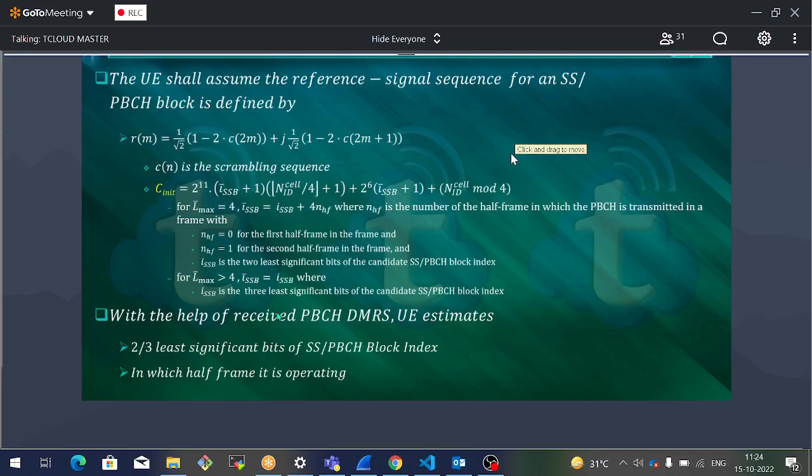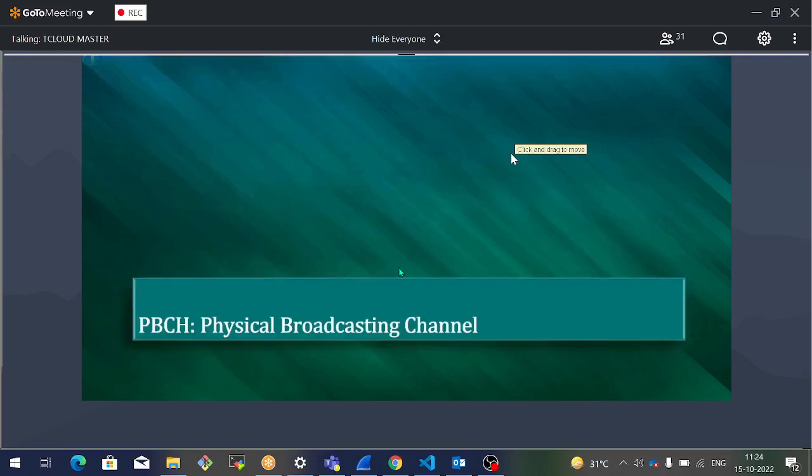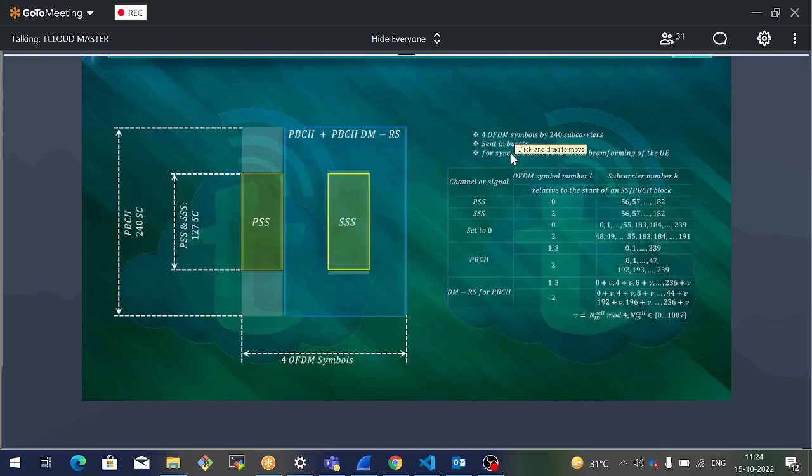Okay, next. The next channel we have is PBCH, which stands for Physical Broadcasting Channel. Which symbols does PBCH occupy in our SSB block? That is again dependent on the DMRS symbol positions. As we have discussed, once the V value is decided, NCLID modulo 4 determines V. Once you substitute V, you will be able to find out the positions of DMRS.